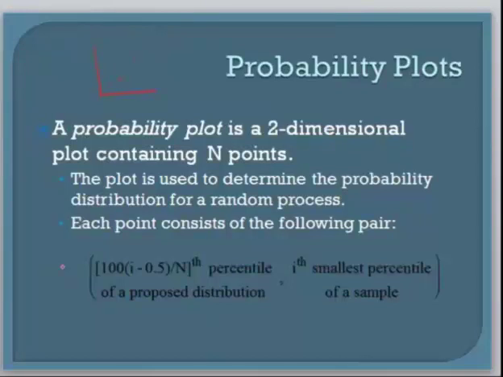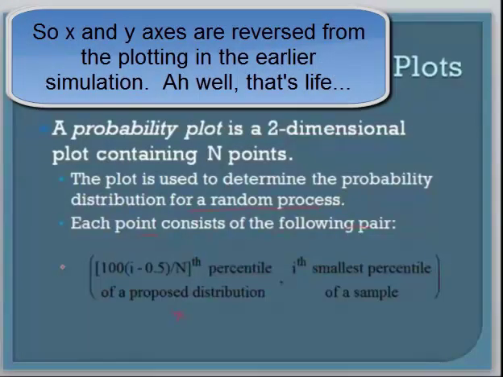The plot is used to determine the probability distribution for the random process. Each point consists of the following pair. On the x-axis, we have the proposed distribution, so we're thinking it's normal, and then on the y-axis, this is the comparison, the first point of comparison for the sample.